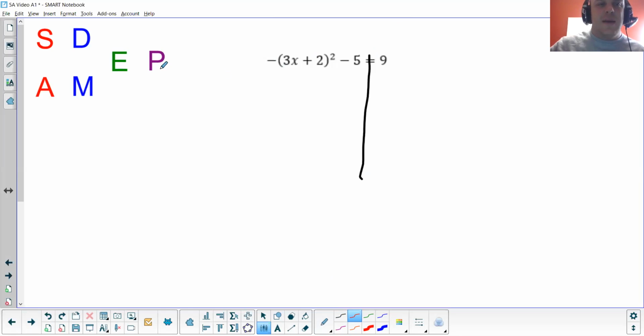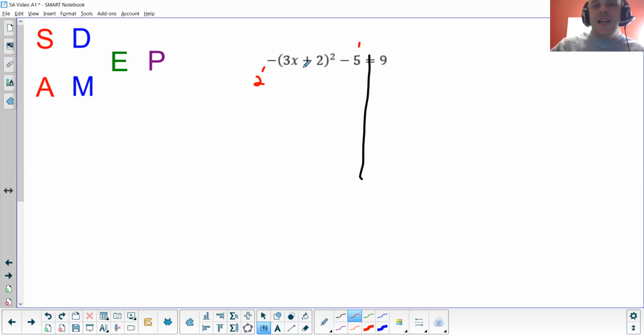First steps: do I see any additions or subtractions? Yeah, I got 2 of them, but this one's inside, so this is the first thing I'm going to get rid of. The next thing I need to get rid of, any multiplications or divisions. Well, that 3 is multiplying on the inside, but this one right here is multiplying, so we've got to get rid of that one second.